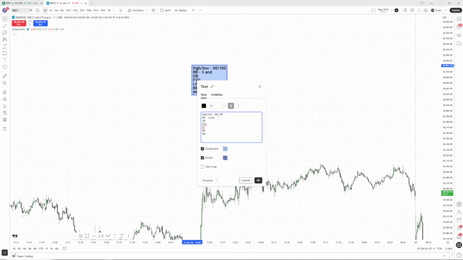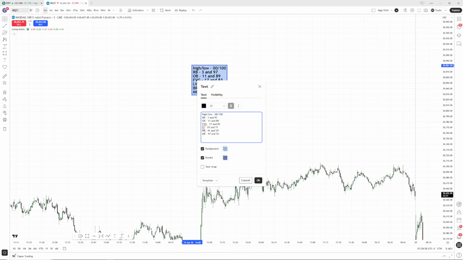Rejection block is 3 and 97. Order block is 11 and 89. Fair value gap is 17 and 83. Liquidity void is 29 and 71. Breaker is 41 and 59. Mitigation block is 47 and 53.